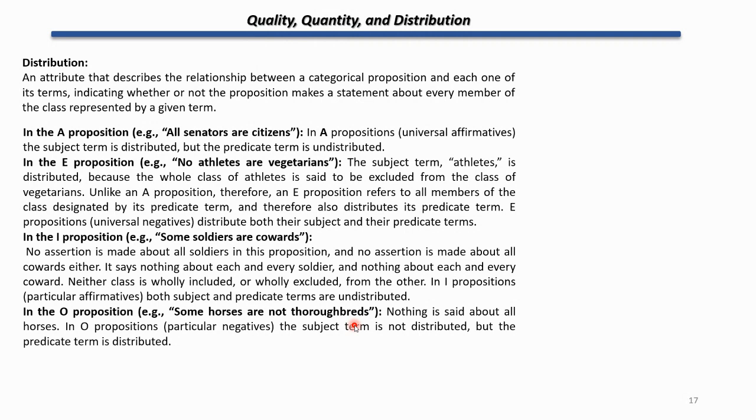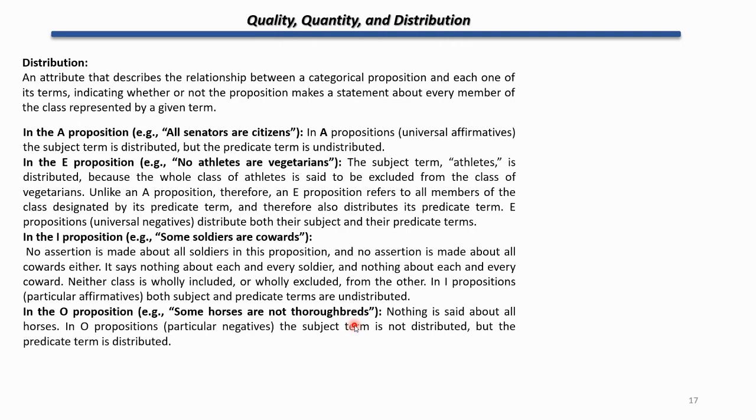And finally, in the O proposition: some horses are not thoroughbreds. Thoroughbred means pure blood or pure breed kind of thing. So nothing is said about all horses. The O proposition is not saying anything about the entire horse class, but it is saying something about the entire thoroughbred class, right? So the subject term is not distributed, but the predicate term is distributed.